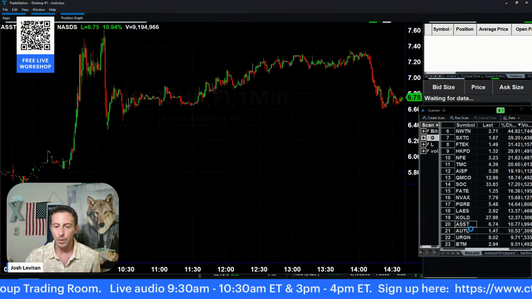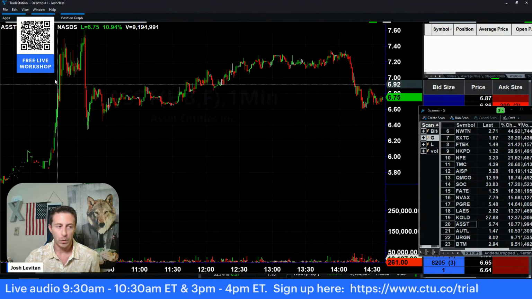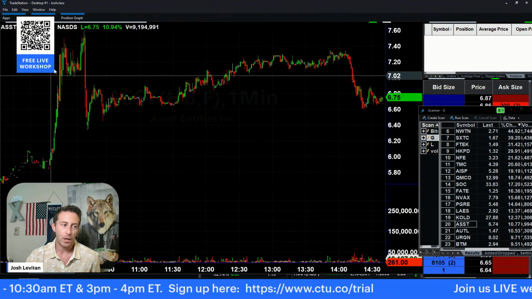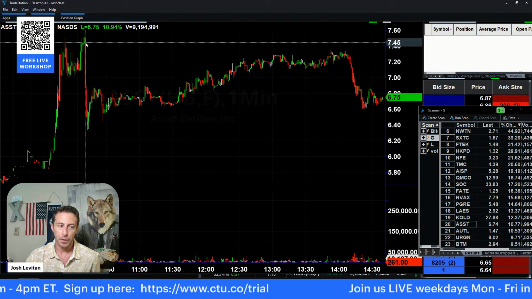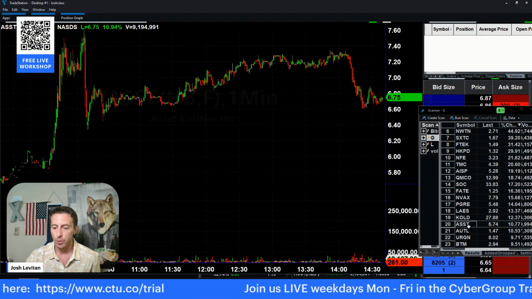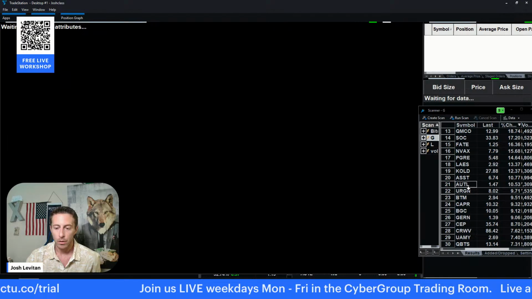I'll add KOLD. This one, we were looking at it earlier. Good pop. Got halted on the way up. Then it got halted on the way down, and that was pretty much it. So we moved on from this trade.